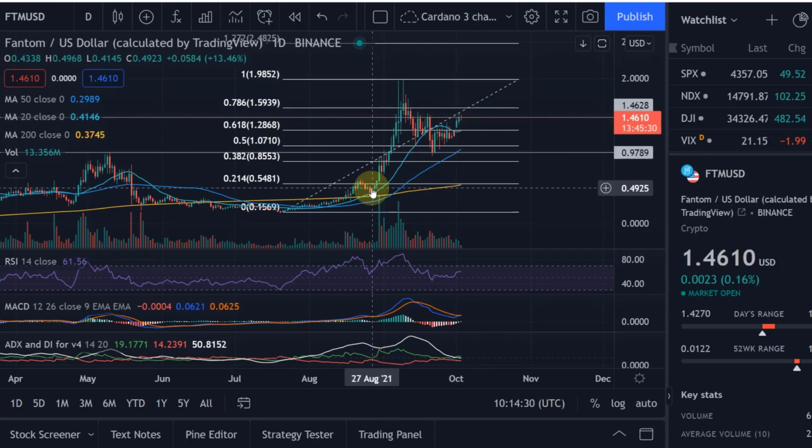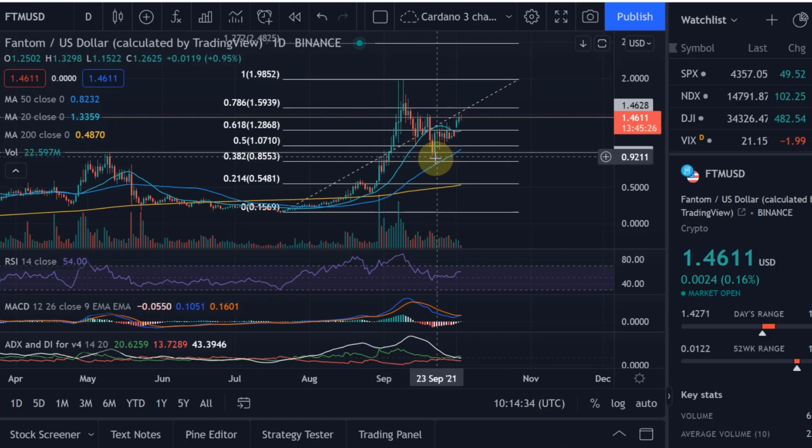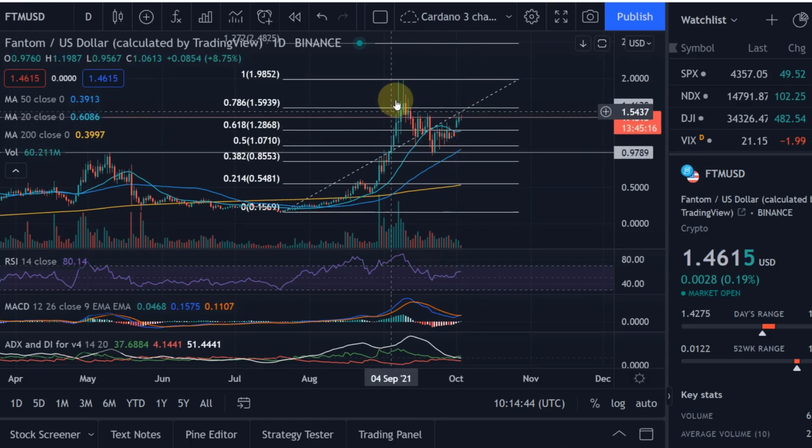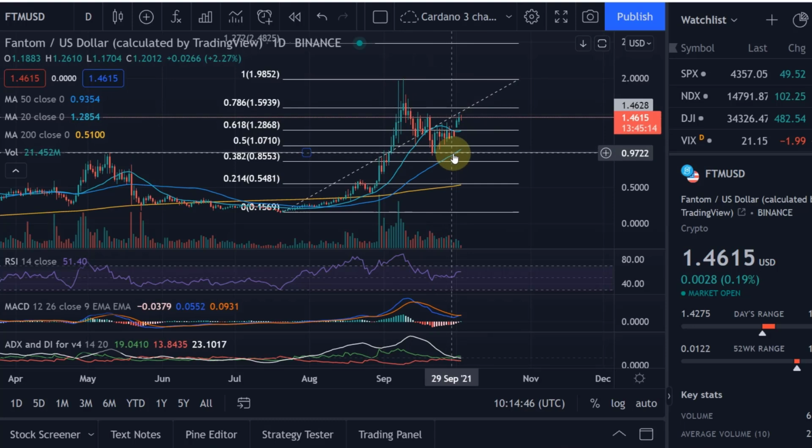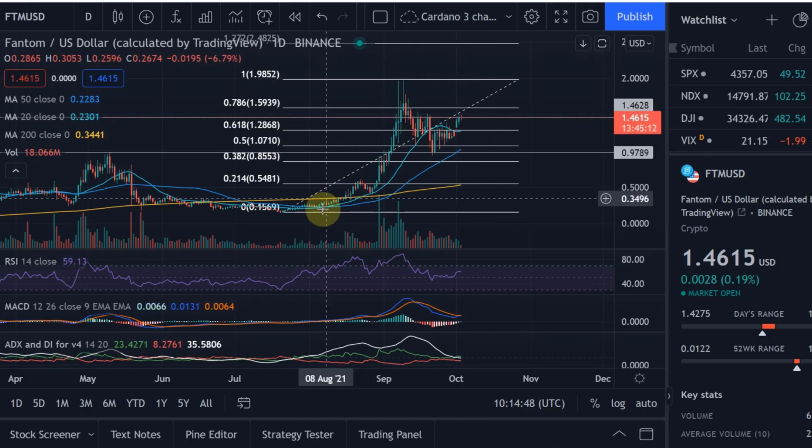So we could have finished our move to the downside already, even though we haven't touched the golden ratio, the golden pocket. It's a very similar chart at the moment to what we were seeing with Cardano, for example, or with Bitcoin. It's more similar to Bitcoin at the moment, at least in this consolidation phase.